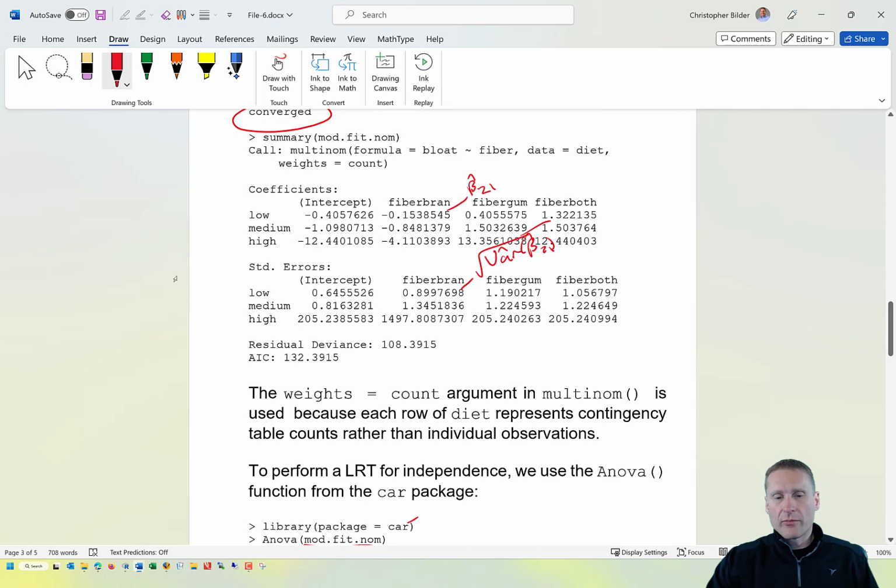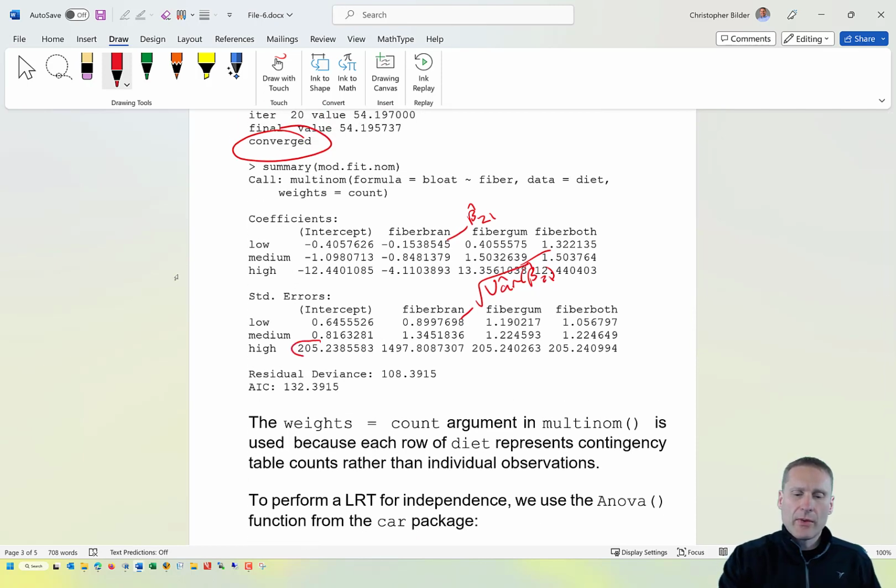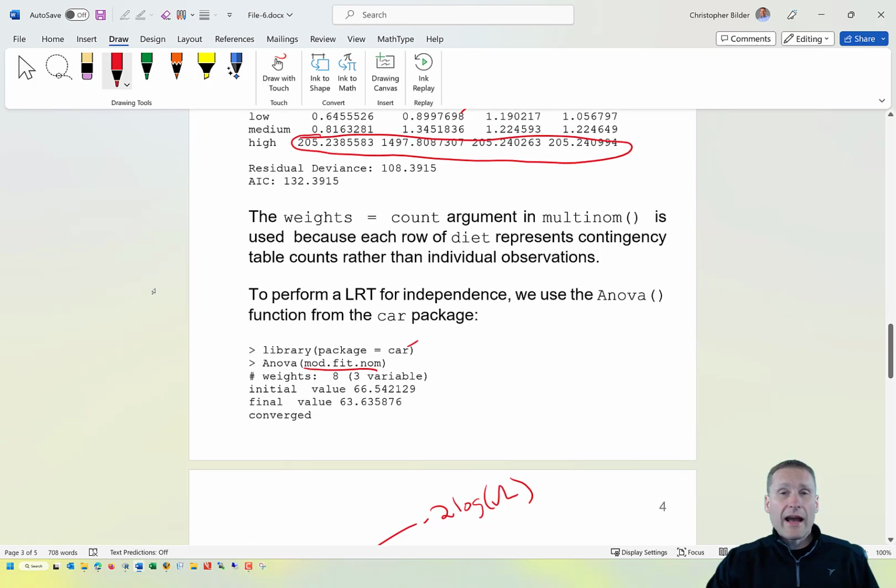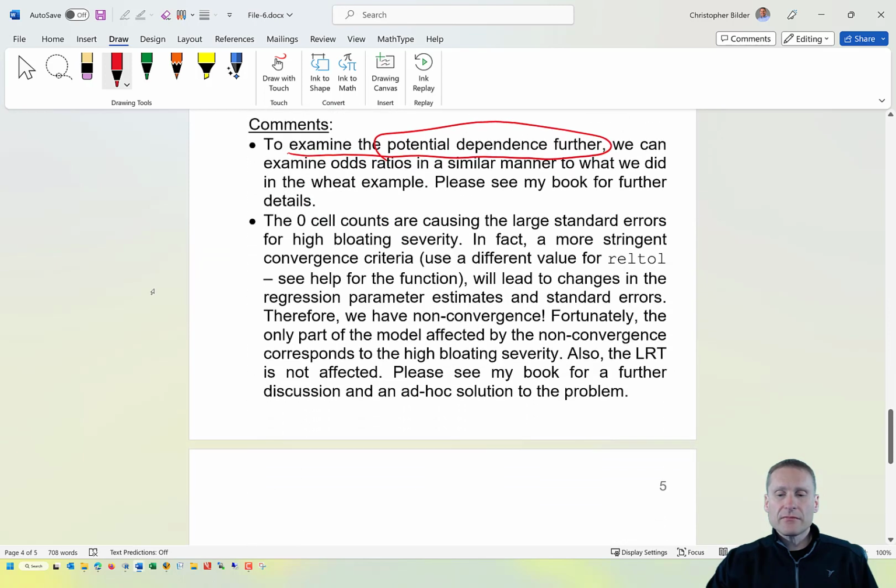So if I go back to the corresponding output, notice how we have some extremely large standard errors here. When we did that section on convergence for a logistic regression model, we said, look out for situations where you have extremely large standard errors. That can mean non-convergence. And in fact, that's what it means here. We actually do have non-convergence. If you were to use a more stringent convergence criteria, this would lead to changes in the regression parameters and standard errors corresponding to the high bloating severity row. That's where the large standard errors were coming from.